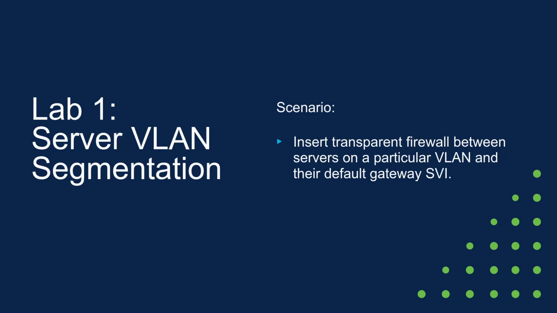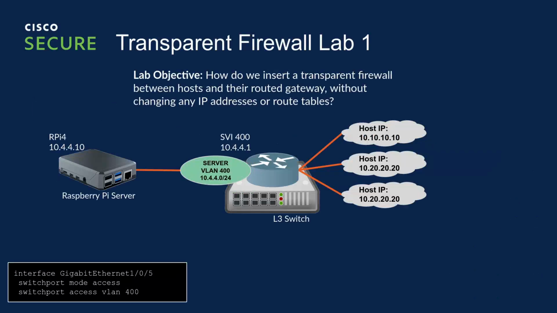The first is the traditional server VLAN segmentation project, where you want to protect servers and place them behind a firewall, but you don't want to change all of their IP networking schemes. So the way we're going to do this here is illustrate it in a small environment using a Raspberry Pi server, and it's connected to a layer 3 switch. Now the server here is called RPi4.